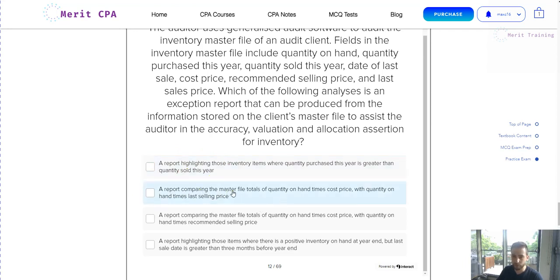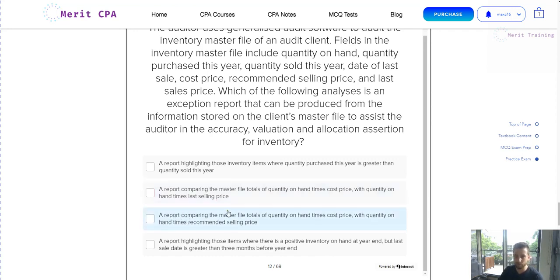So this one's talking about comparing the master file totals of quantity on hand times cost price, right? That would basically tell you the dollar value of all of your stock at cost price, with quantity on hand times last selling price. Again, it's not really going to tell you a lot because you're comparing two different levels. One is cost price, and the other is selling price. And obviously, your selling price is going to be higher than your cost price. That's why you have a gross margin, right? You need to make a profit somewhere. So it's not really a comparable report. It's not an exception report either. It's just kind of comparing your total COGS versus your total sales, so it's not really going to tell you anything other than your gross margin.